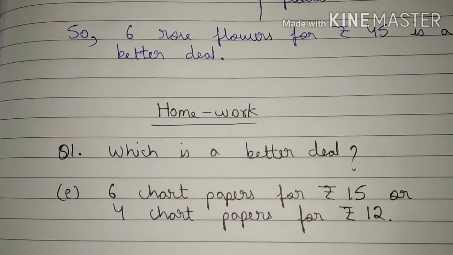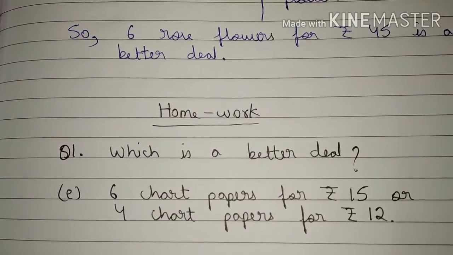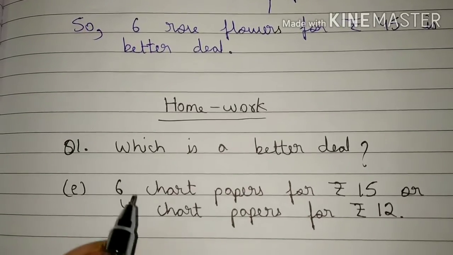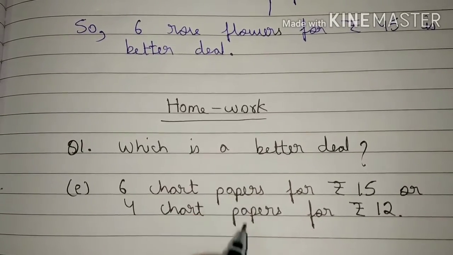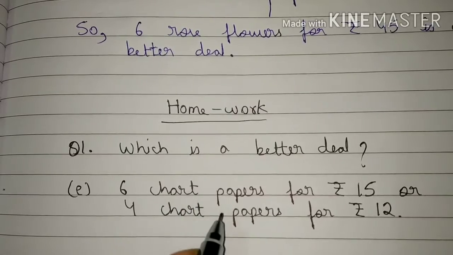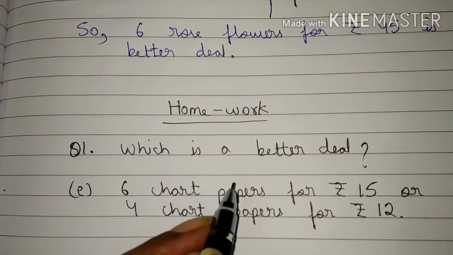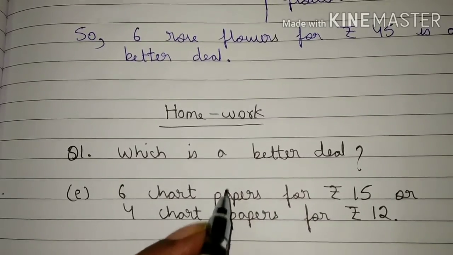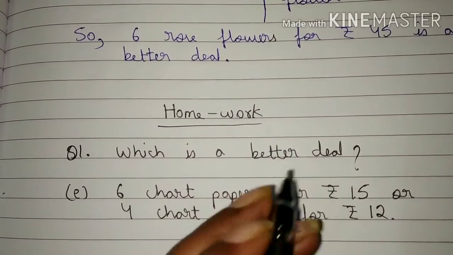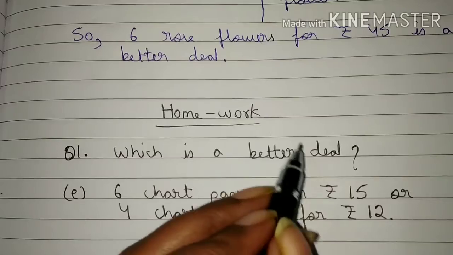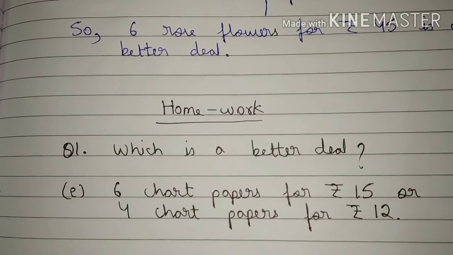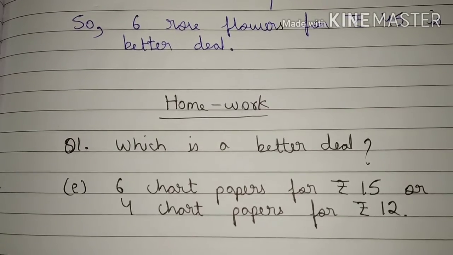In this question, first of all, you will find out the cost of one chart paper in both the deals. And after that, you will compare these two deals. And then you will select which one is a better deal. So students, this is your homework. You have to do this in your fair copy and show me tomorrow.